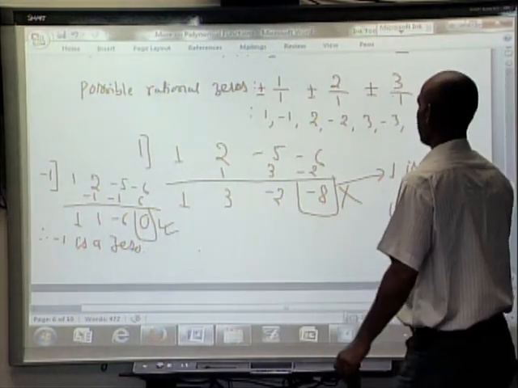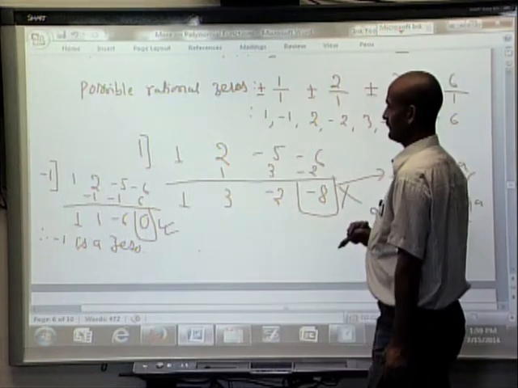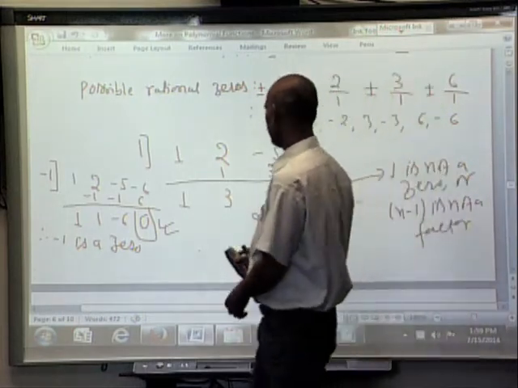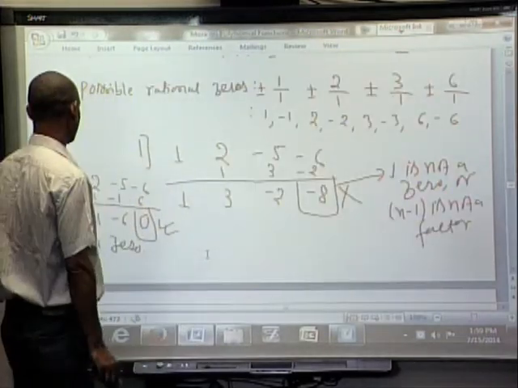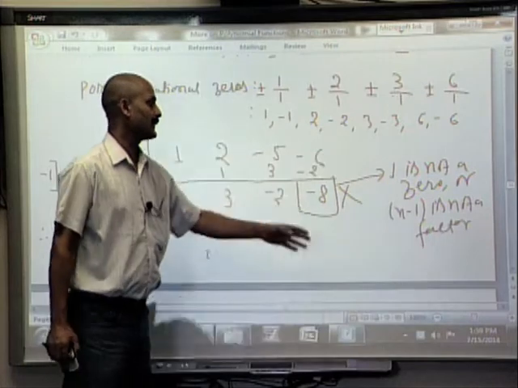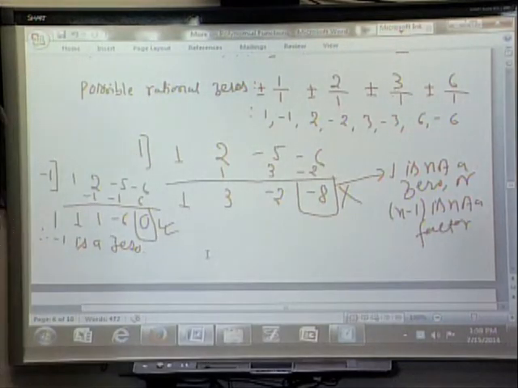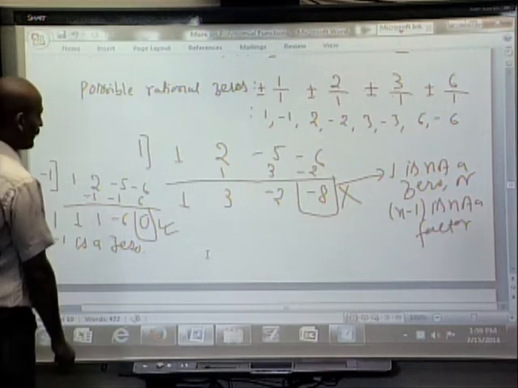Well, we can keep trying the same thing for the rest. However, I want to do it a little bit differently. We can try for 2, -2, 3, -3, 6 and -6 and see where we get 0, one alternative. I am not going to do it that way. I will do it this way.